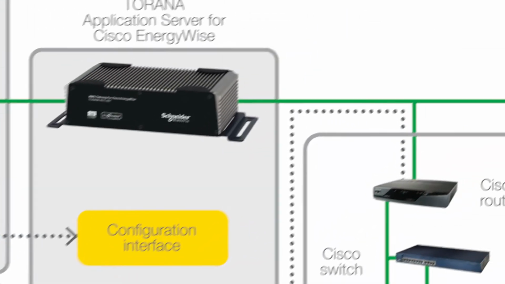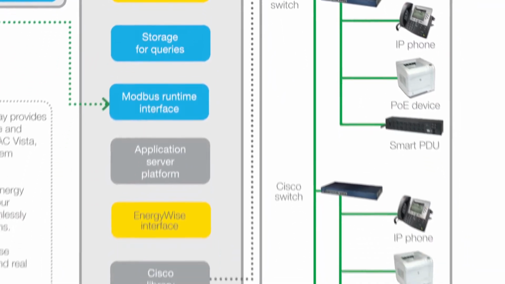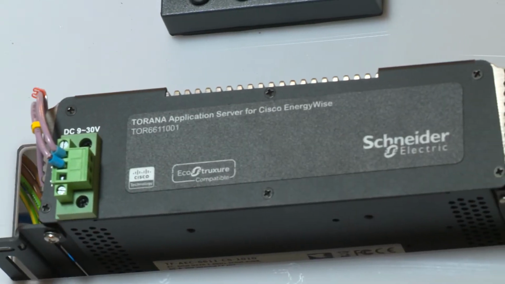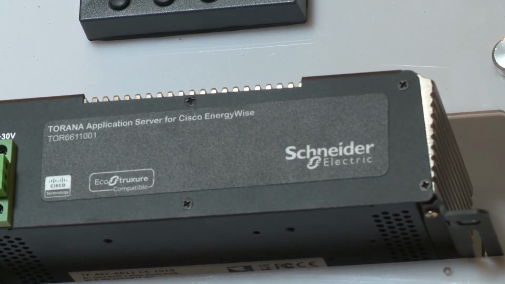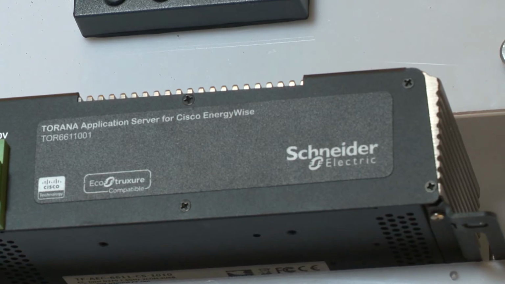On the right side, we've got the Cisco EnergyWise track with Cisco switches and routers, PoE phones, printers, as well as plug load control. And the interface to that is Schneider's Torna application server for Cisco EnergyWise. That runs EnergyWise queries on a continuous basis, collects the information, and makes it available on demand to the BMS.